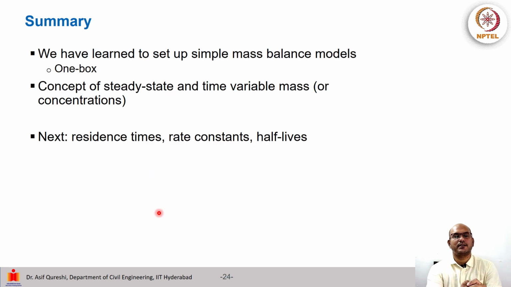So in summary, in this lecture, we have learned to set up simple mass balance models in terms of one box only, and we have done the concept of steady state and time variable mass or time variable concentration. Now in the next phase we will do the residence times, rate constants, and half-lives.